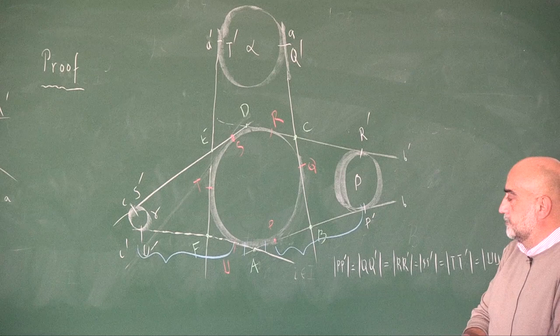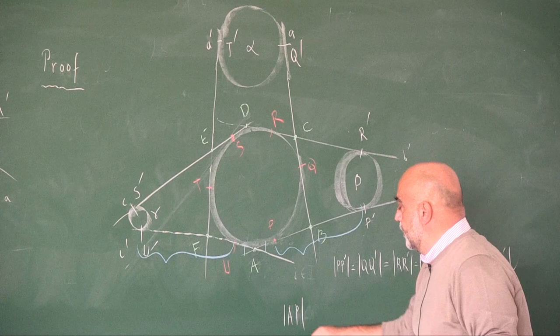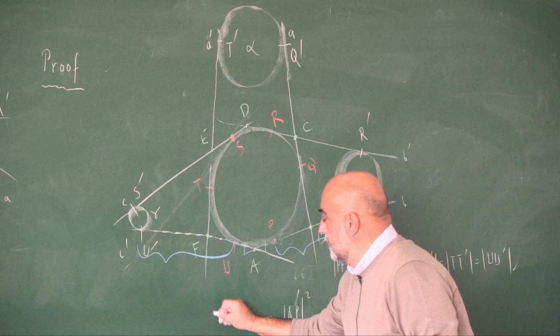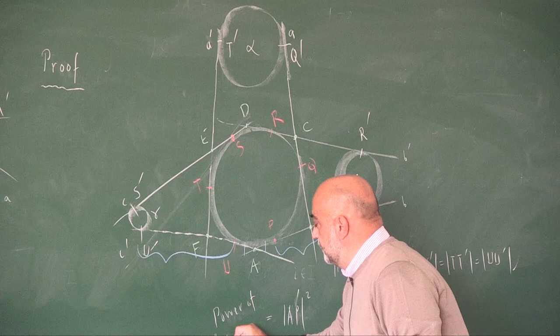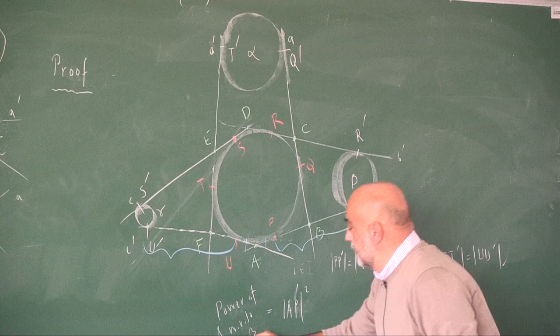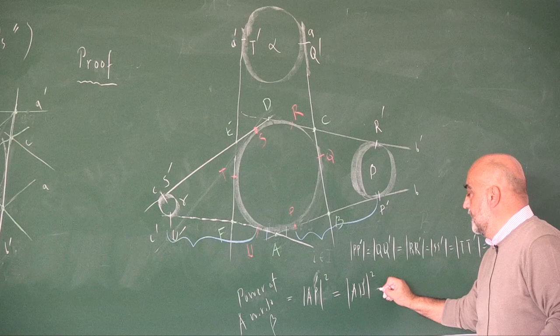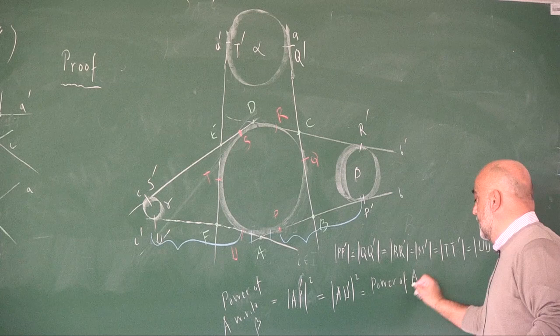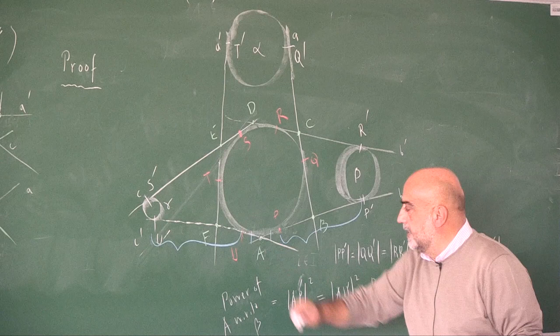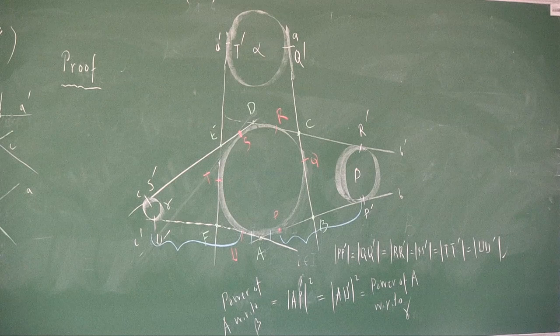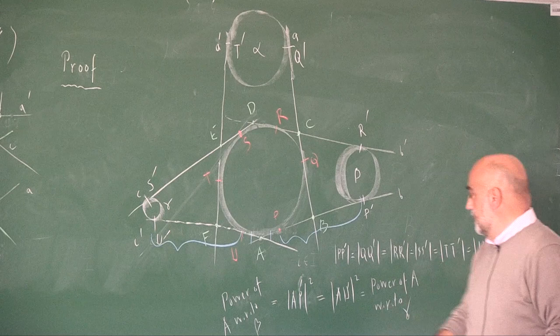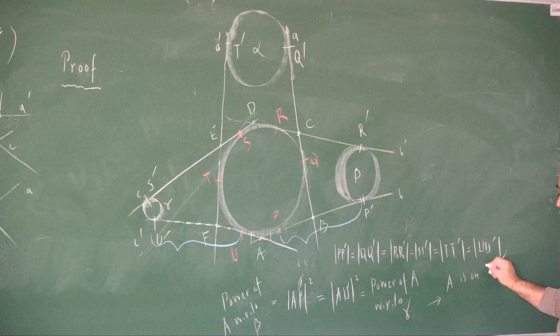So it means that the length AP prime squared is the power of A with respect to beta. That's AP squared. But AP prime squared is also equal to AU prime squared. Well, that is the power of, again, the same point, power of A with respect to gamma in this case. Well, so that means the point A is actually on the radical axis of beta and gamma. So that means A is on the radical axis, RA, of beta and gamma.